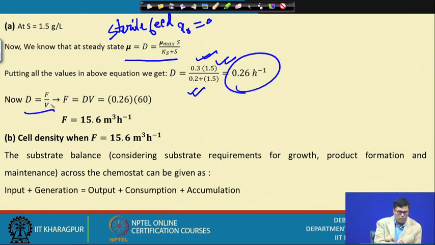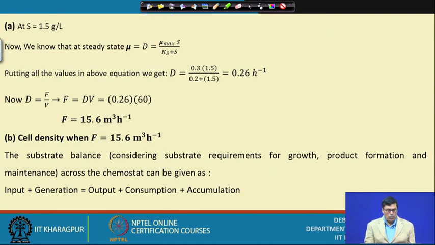Now, dilution rate equal to F by V, and so F equal to D into V. So, your flow rate will be 15.6 cubic meter per hour. So, it is very easy to solve it. Now, once we find that out, we shall have to find out the cell density. How can we find out the cell density?